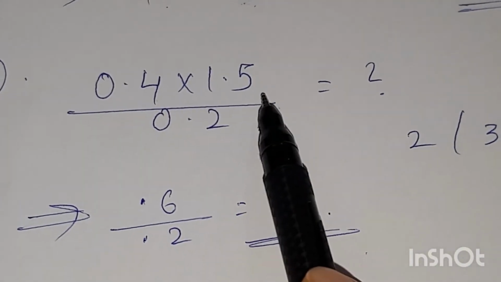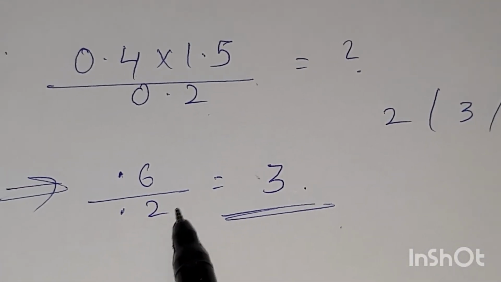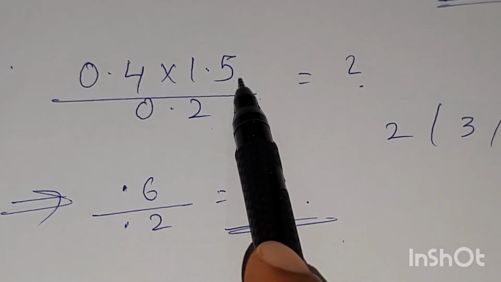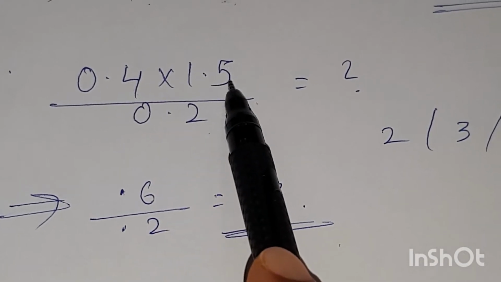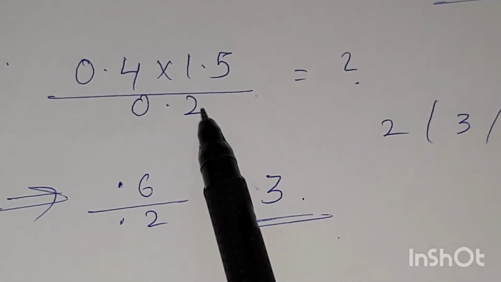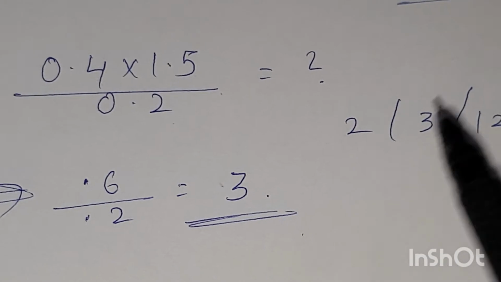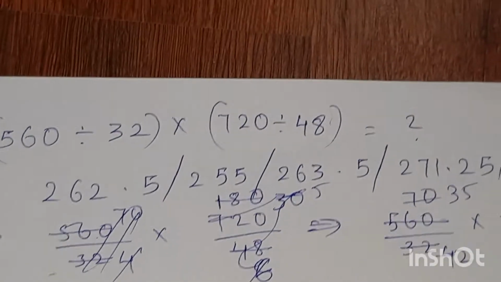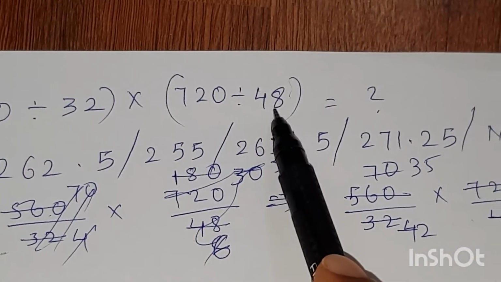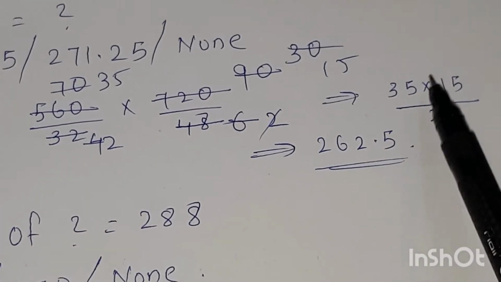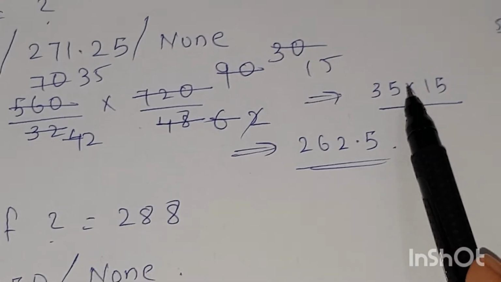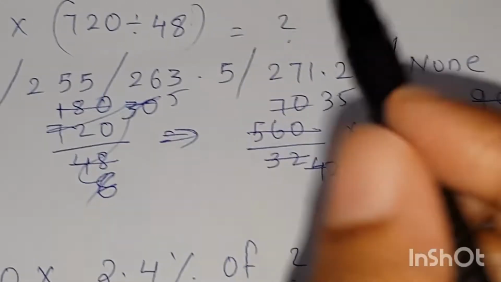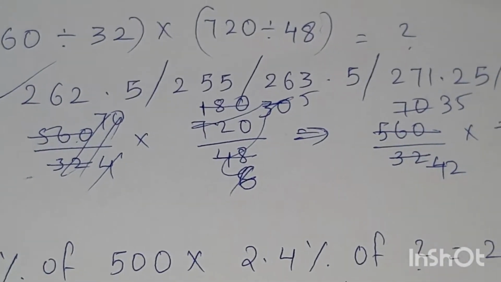Third one, 0.4 into 1.5 by 0.2, right? So 1.5 into 4 it is 60. So after removing the decimal, taking two places according to the decimal, it will be 0.6, and here it is 0.2. 0.6 by 0.2, which is equal to 3. So the option is second one. Fourth question, to find the exact values, 560 by 32 into 720 by 48. On simplifying we will get 35 into 15 by 2, and 35 into 15 it is 525, and divided by 2 is 262.5. So the option is first one, 262.5.